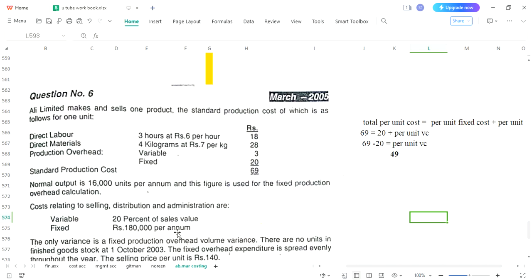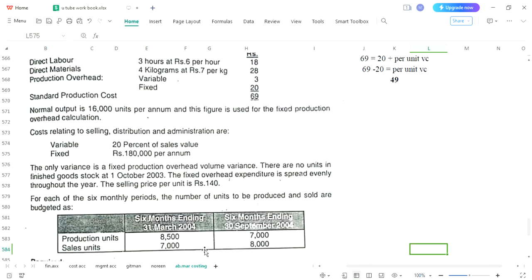But now there is another thing and I need your attention, because you will have to understand it. Here it has been said that variance is a fixed production, this we already know, and fixed overhead expenditure is spent evenly throughout the year.